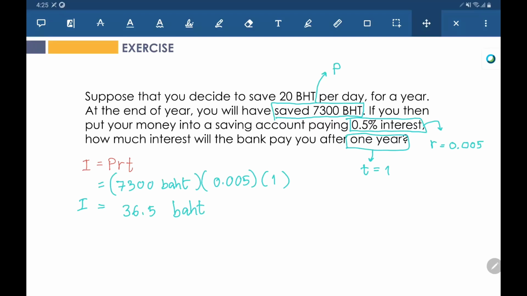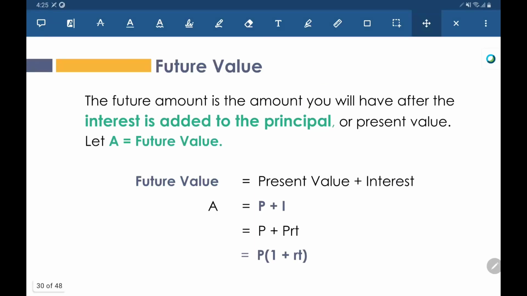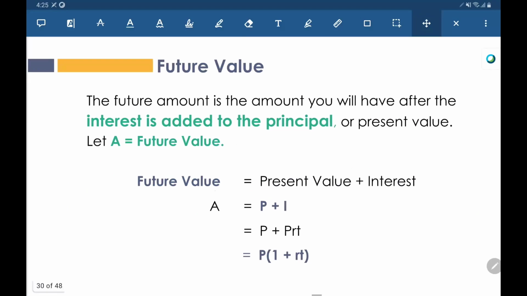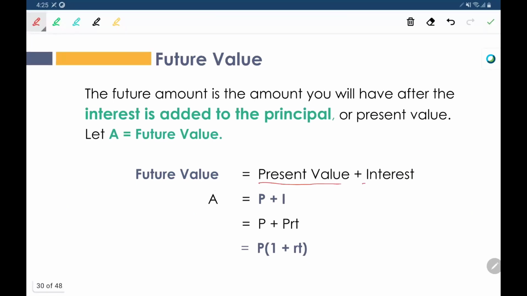And you can predict the value of your money in the future as well. We call it future value หรือมูลค่าอนาคตในภาษาไทย. The future amount is the amount that you will have after the interest is added to your principal. And normally we use the letter A for the future value. So you can find the future value from the present value plus the interest. For present value, we use the letter P, and for interest, we use the letter I.